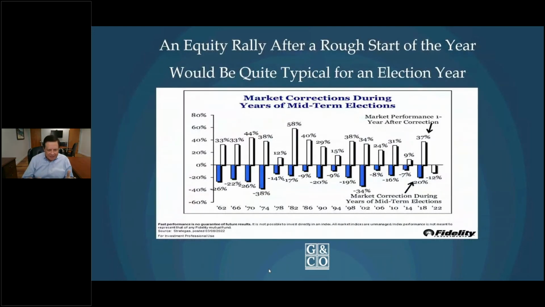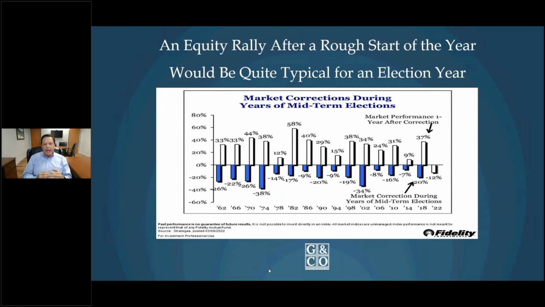Well, this is a slide that I absolutely love. Okay, I'm a geek, I admit it. Look at what happens to the market in a typical midterm election year. Now, this slide goes back to 1962, John Kennedy. So if you can remember back that far, I got people on the screen today who weren't even born then. So if you can go back that far, keep in mind that these are the market corrections that happen in the years of midterm elections.